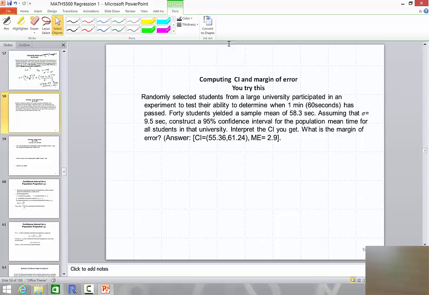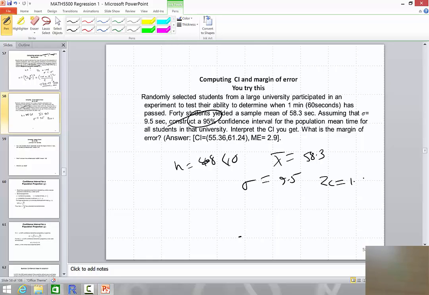Okay, 40 students are selected, so the sample size n is equal to 40. Sample mean x bar is 58.3, sigma is 9.5, and then z critical for 95% is 1.96, right? So construct a 95% confidence interval. The formula is x bar plus or minus z critical times sigma divided by square root of n.